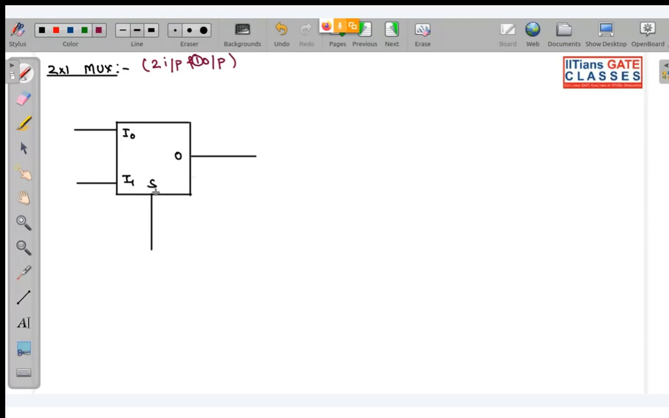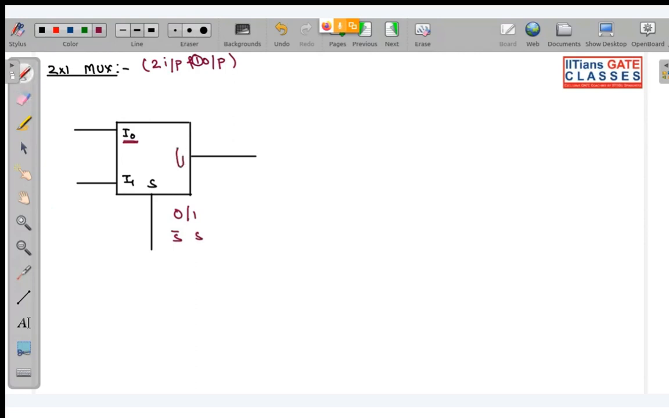So this selection line, how many values can it have? It can be either 0 or 1. So S has possibly two states. One of them will be S bar, because I told you it can take values 0 and 1. So 0 corresponds to S bar in positive logic and 1 corresponds to S. So whenever we take 0, what happens? This I naught line gets selected to your output. This is capital O, this is not zero. This is O.